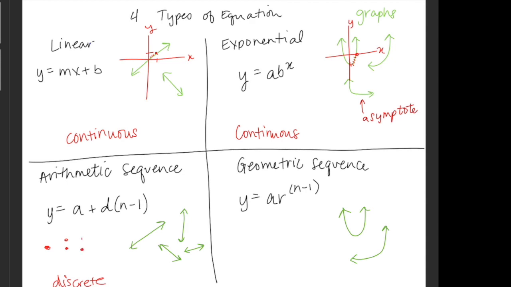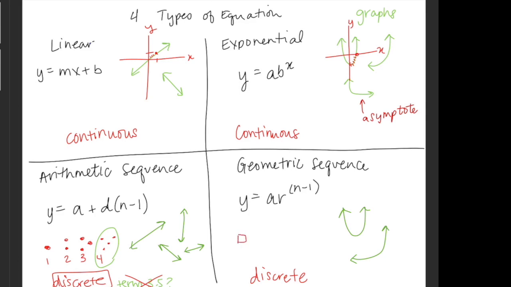Whereas discrete equations, like your arithmetic sequence, for example, is a discrete equation because you have a first term, a second term, a third term, a fourth term. You don't have term 3.5. So if I were to ask you, what's the term 3.5 of this arithmetic sequence? You don't have one, right? Because you either have a third term or a fourth term, because they deal mostly with shapes or items or things. Geometric sequences are very similar.